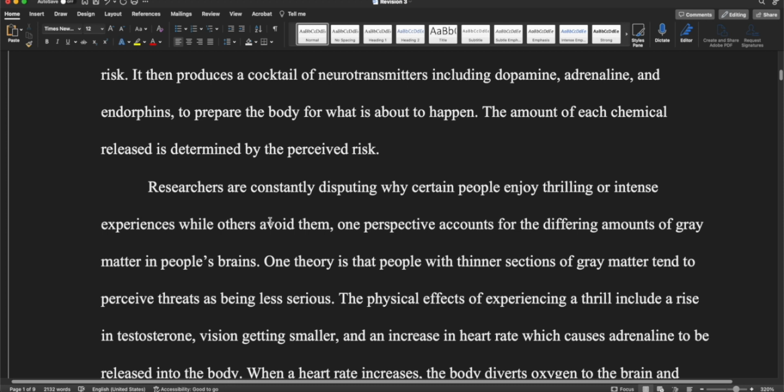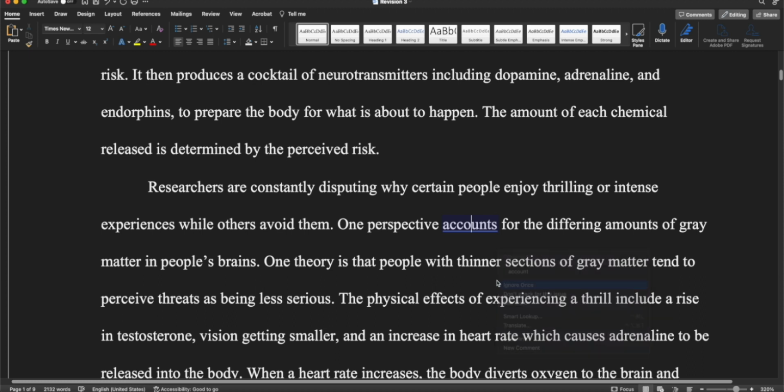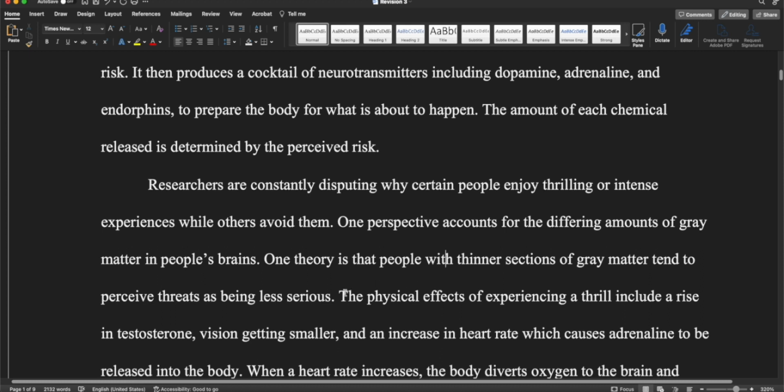But this is a fragment here. Wow, the grammar checker is really off today. One perspective account. No. Accounts of the different grammar. One theory is that people with thinner sections of gray matter tend to perceive threats as being less serious. Okay.